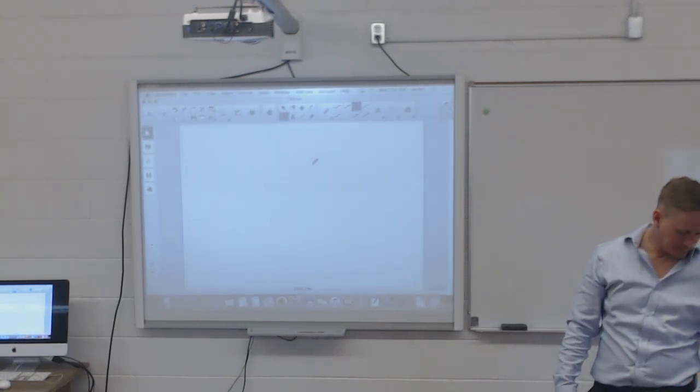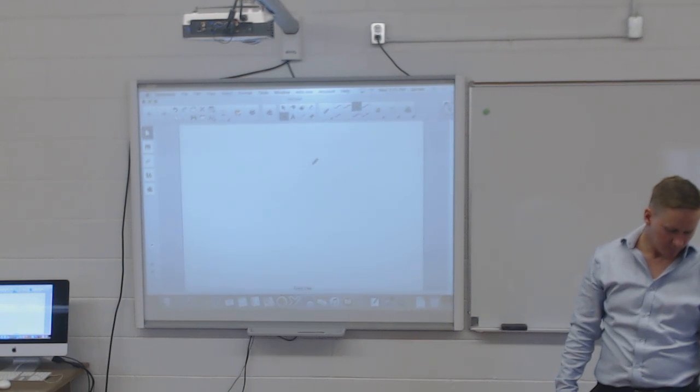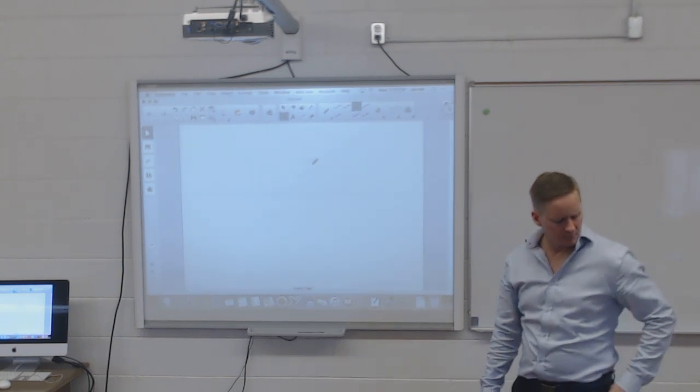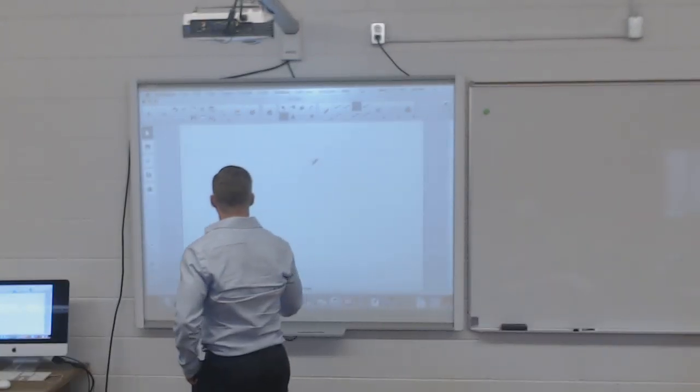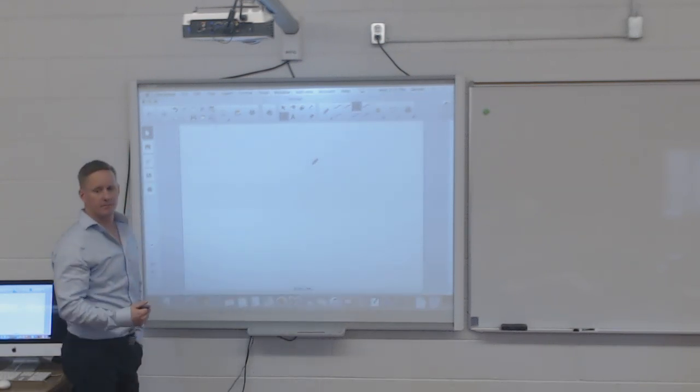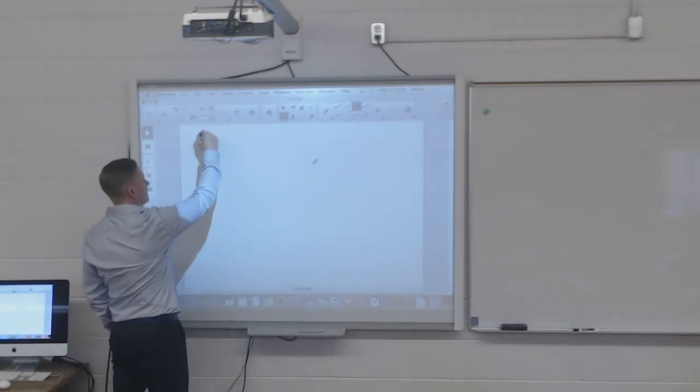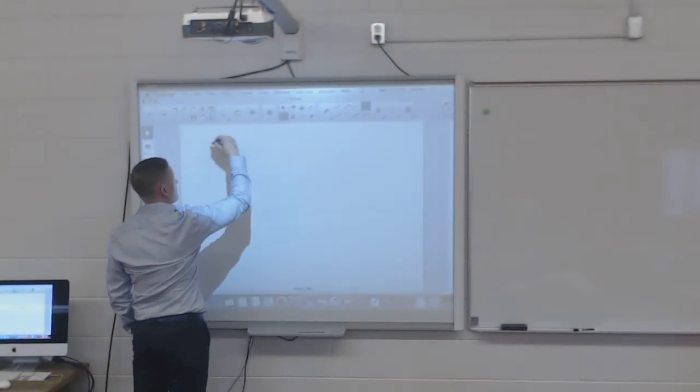I just don't know whether to change it to cosine or sine. As long as they're the same function, don't change it, because then all you have to do is factor out there.